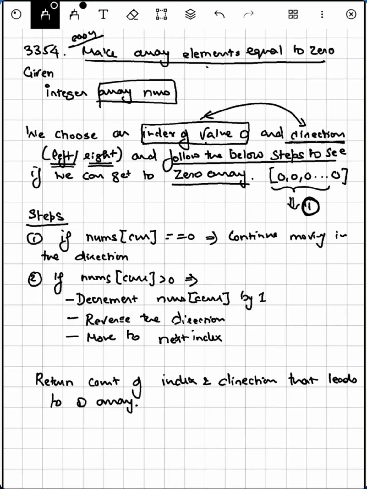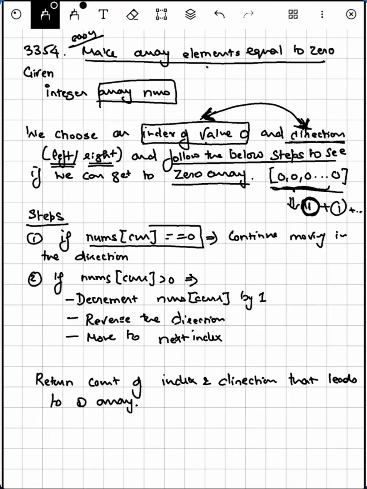I have to count it, and say how many times, for different index positions and different possibilities of directions, I can get this state. So I have to count all those times that this happens. Now let's look at the steps that we have to execute.